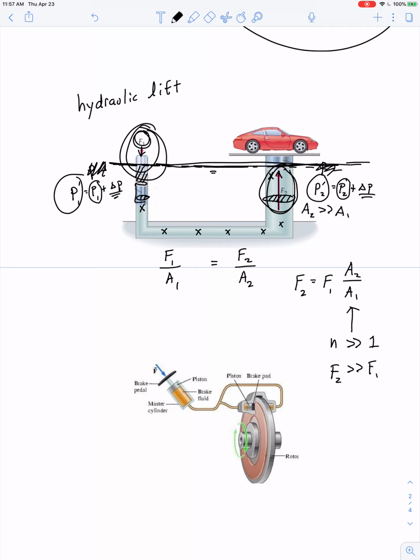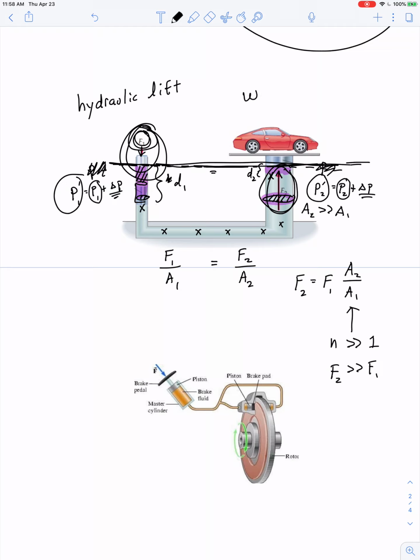To some people, that seems like you're getting something for nothing, but this doesn't violate the law of conservation in any way. In fact, to displace this much volume of fluid on the left side, the piston was pushed down a distance, we'll call it D. We'll call it D1 since it came from force number 1. Now over here, if the volume of fluid is the same, but the area is greater, then the amount of fluid displaced here is of much less height, D number 2.